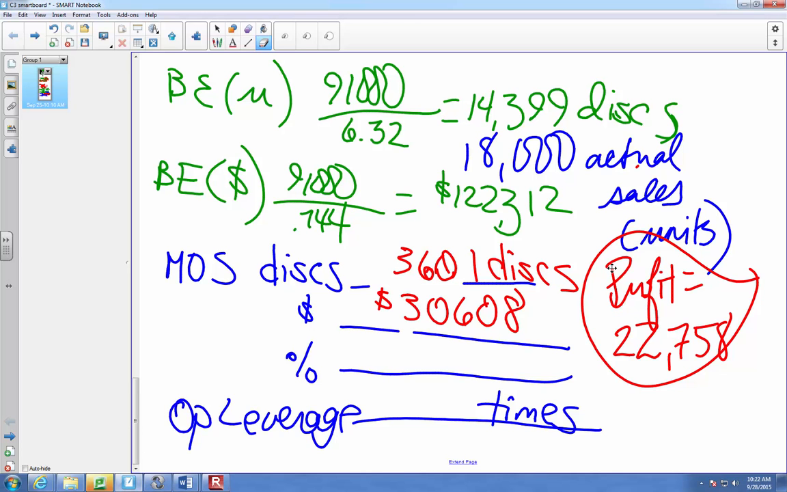How am I going to calculate that? Margin of safety dollars divided by the total budgeted sales. Well, total actual sales. My sales are at $122,312. I can fall $30,608 before I hit break even. So $30,608 divided by $122,312. How far can my sales drop? 25%.